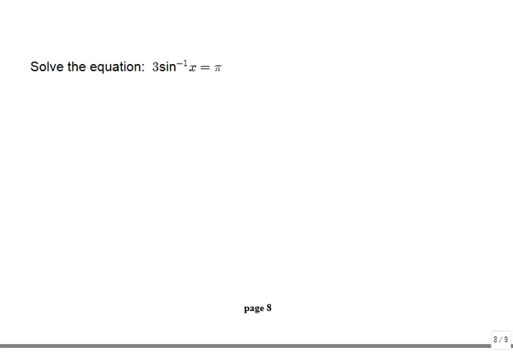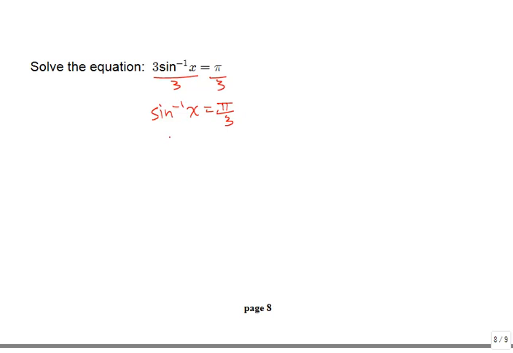Okay, let's take a look at the next example here. Solve the equation 3 inverse sine of x equals pi. If we want to solve this for x, what we always like to do is isolate that x as much as we can. So the first thing I would do is get rid of this 3, divide both sides by 3, and this is saying inverse sine of x is equal to pi over 3.